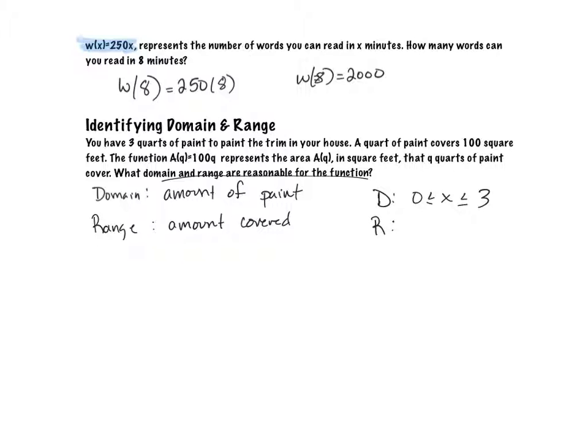And then my range, they're kind of the same thing, right? If I paint no area, I'm going to have no paint used. And this function tells me 100 times Q is the amount of area painted, and if I know 3 is the most that I can use, I plug that in to find the most area I can paint. So 3 times 100 would give me 300.